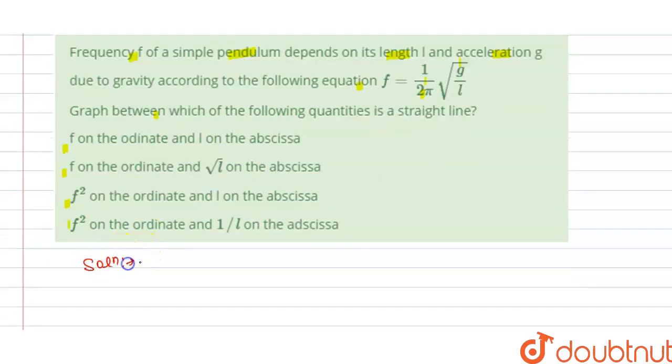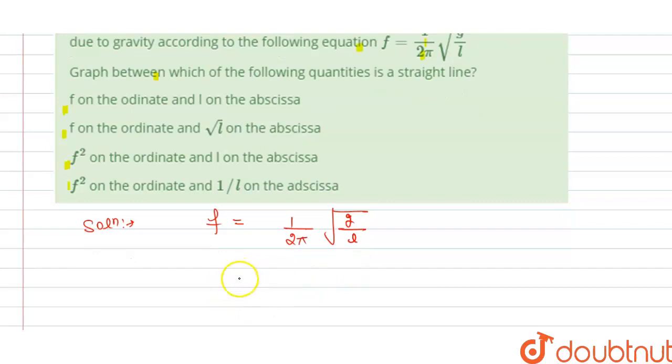So the solution of this question is: we have f, that is frequency, equals 1 divided by 2 pi times root of g, that is acceleration due to gravity, divided by L, that is the length of the pendulum. If we square both sides, we get f squared equals 1 divided by 4 pi squared multiplied by g divided by L.